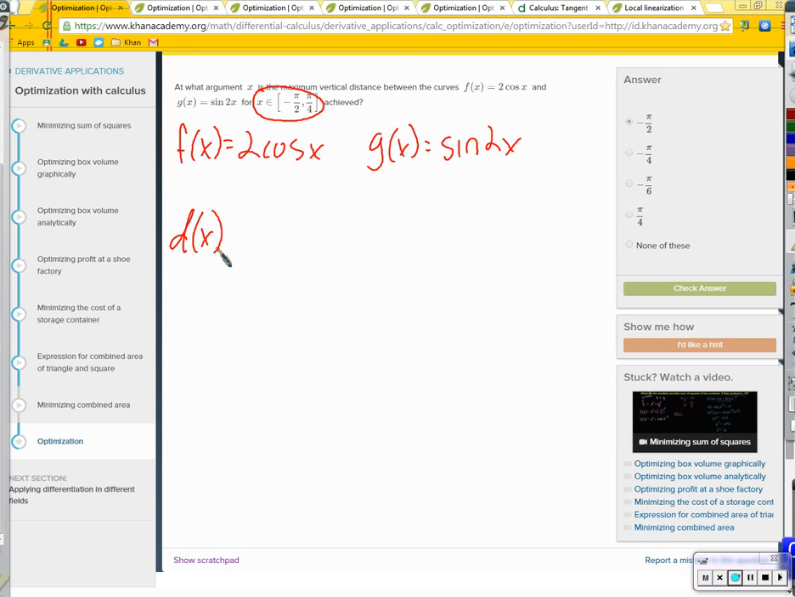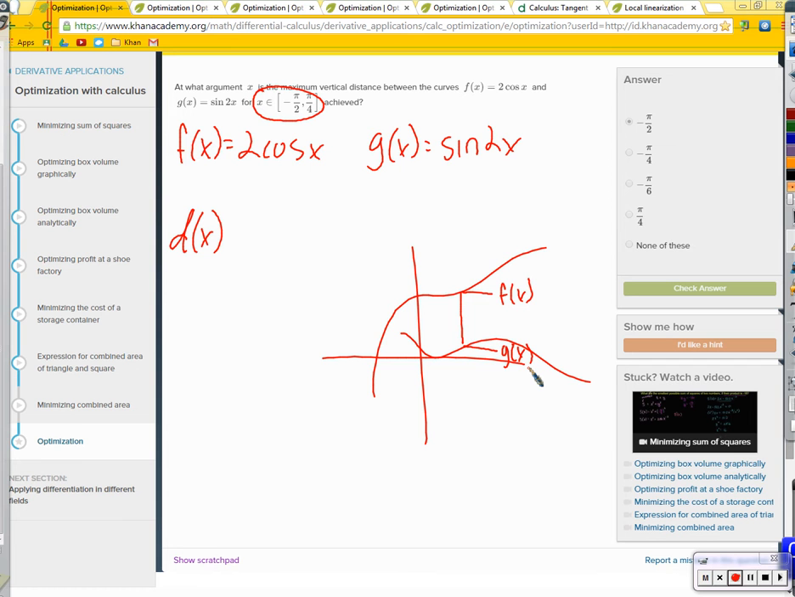Distance formula is distance between two points. Is it one function minus something? Yeah, exactly. So the distance being vertical distance, right? Doesn't it say that? Vertical distance. What's the distance between the two functions? Well, I got one function here and another function here. The vertical distance between the two would be this height minus this height, this y value minus this y value.